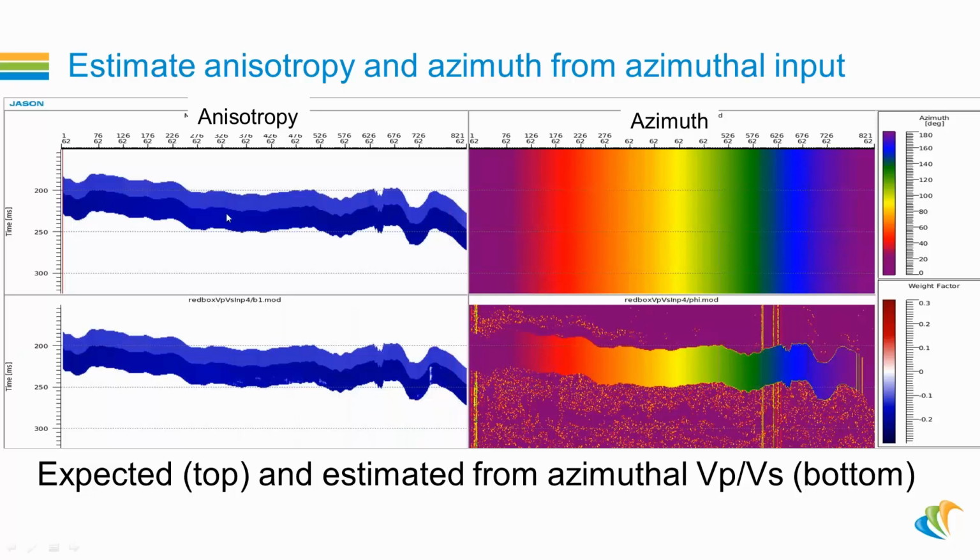So the anisotropy we expected from the input data is at the top, and the anisotropy calculated from the Fourier coefficients is at the bottom. And you see these are equal, and also the azimuth is correctly estimated. So that was the second step.